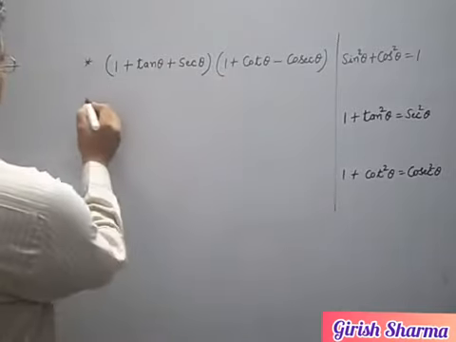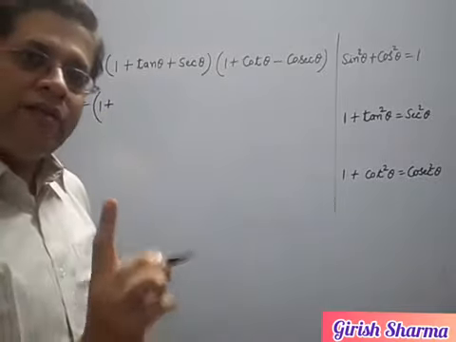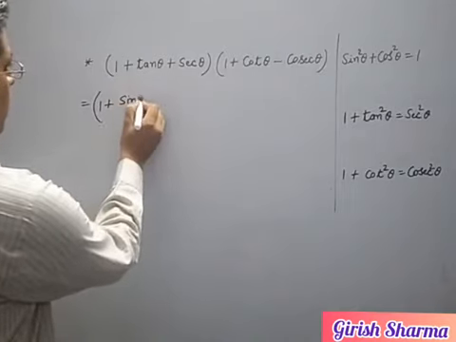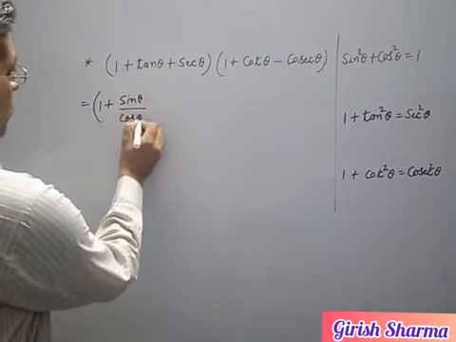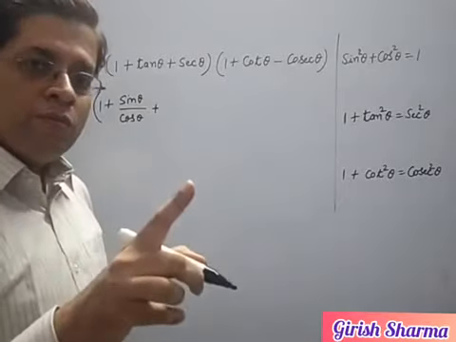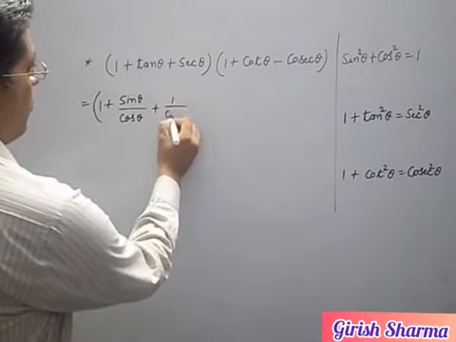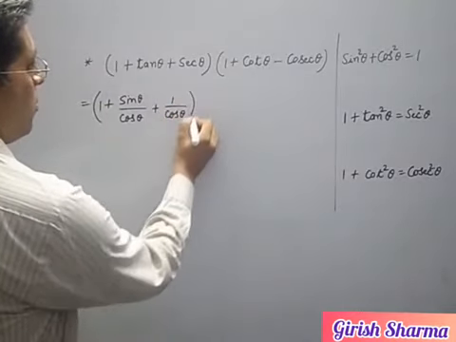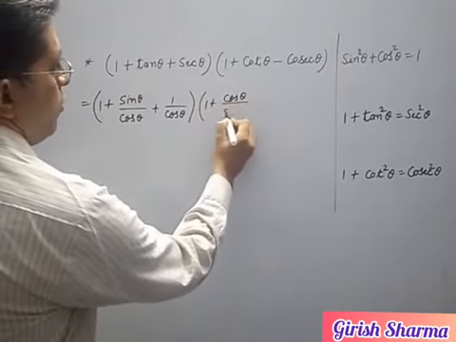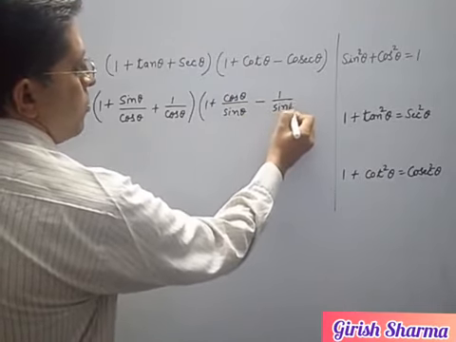See here, tan theta is what? Can I write sine theta upon cos theta? This is your sine theta upon cos theta. And what is sec theta? It is reciprocal of cos theta. I can write 1 upon cos theta. And cot theta will be cos theta upon sin theta, and cosec theta is 1 upon sin theta, so this will be cos theta upon sin theta minus 1 upon sin theta.